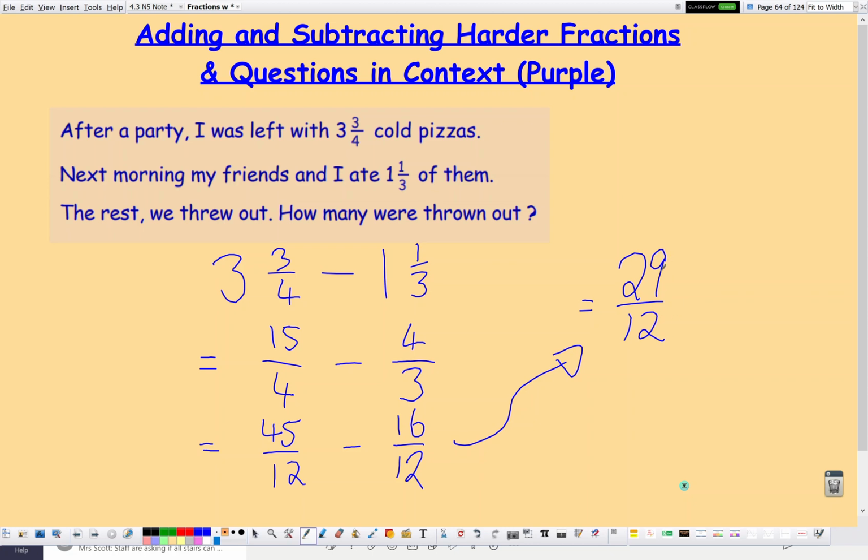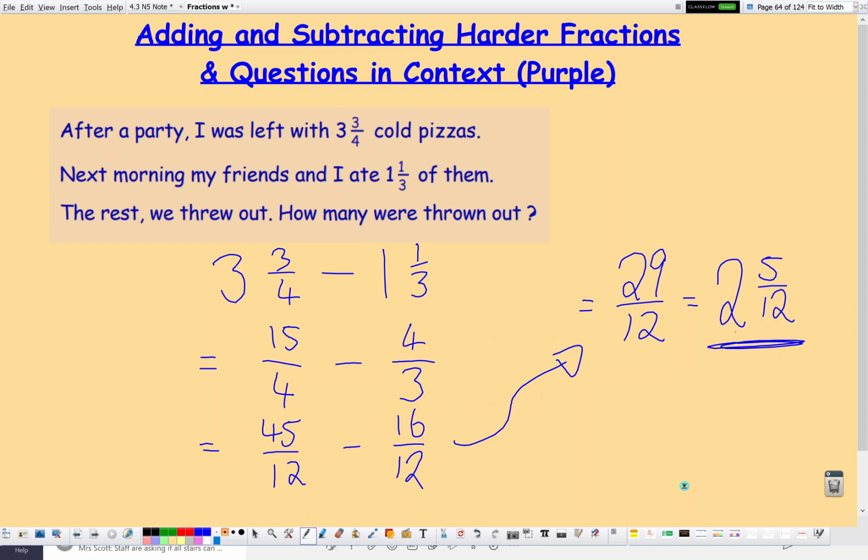Okay, again we have an improper top-heavy fraction left, so change it back to mixed numbers. So how many times is 12 going into 29? 12, 24, 36 would be too many, so that's 2 whole times for 24, and that's 5 twelfths that's left over. So 2 and 5 twelfths of the pizzas were thrown out.